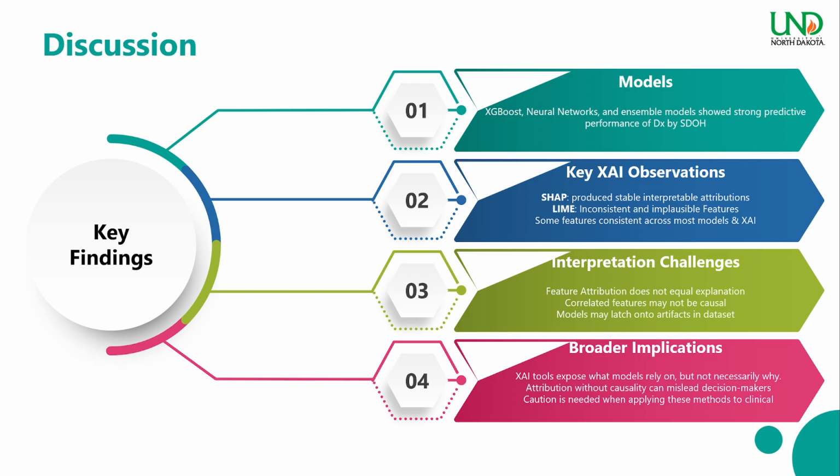So that brings us to the interpretation challenges. It's important to emphasize that attribution doesn't mean causation, just like I just mentioned. Just because a model uses a feature doesn't mean it's explaining why a disease occurs. Sometimes it's just latching onto patterns in the data set, especially if the data is unbalanced or sparse in certain areas. And finally, the broader implications. XAI tools are great for surfacing what models are relying on for specific decisions, but they don't tell us the whole story. If we mistake correlation for causation, especially in clinical contexts, we risk making bad decisions. So while these tools are useful, we need to approach their outputs with care.